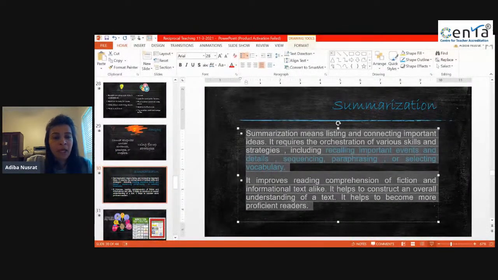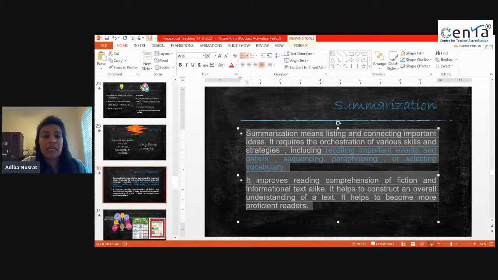So when we are summarizing a fictional text, very important things we need to think of are the characters first, the setting, and the point of view. What is the message? What is the conflict? What is the resolution for that? And what is the author's notion, what is he trying to convey, whether he's trying to inform or it's just for entertainment.